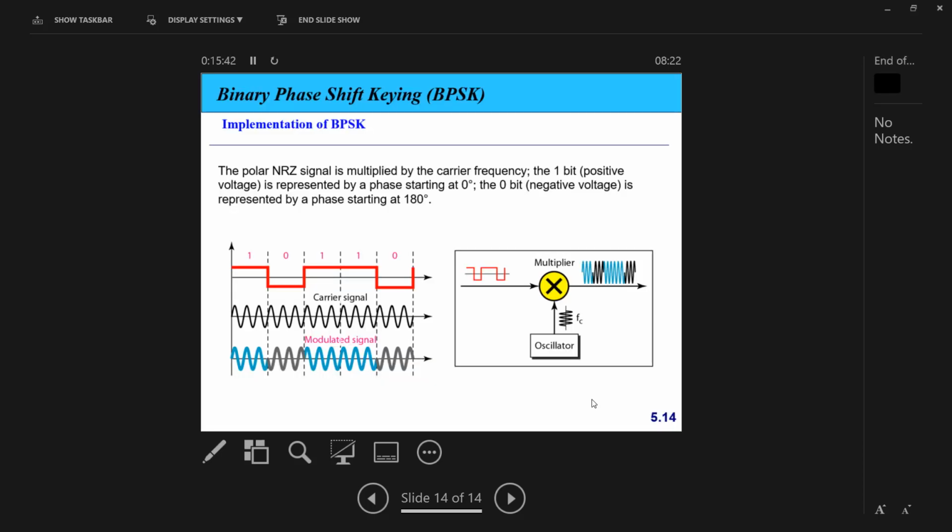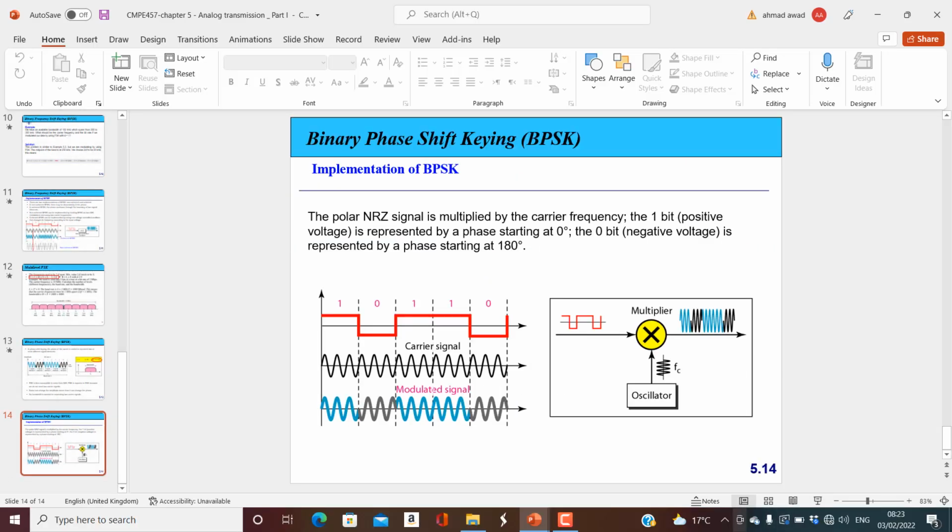Okay, is it clear? It's important to know these figures, how we can implement this. The main difference is amplitude key is the same figure, because I need to change amplitude only. Phase shift key we use polar to make the phase 0 or 180. In frequency key we use two frequencies or a voltage control oscillator. Okay, that is for this part.